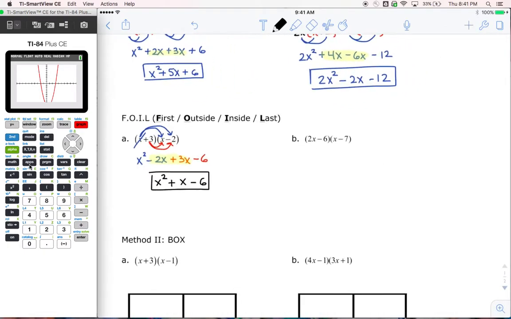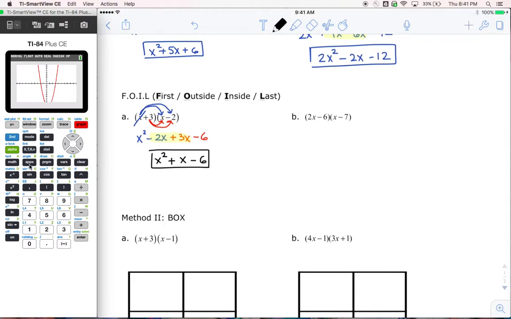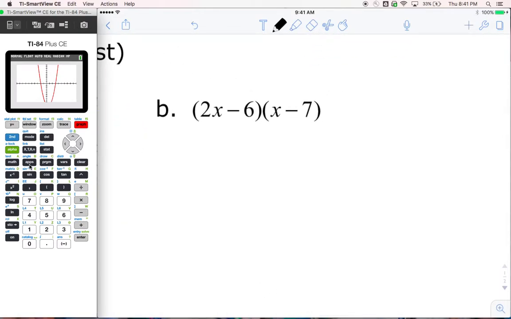All right, part B, we're doing the same type of thing. We're practicing FOIL one more time. Don't forget, we're just starting here. The 2x is going to multiply each part of that second quantity, the x minus 7.